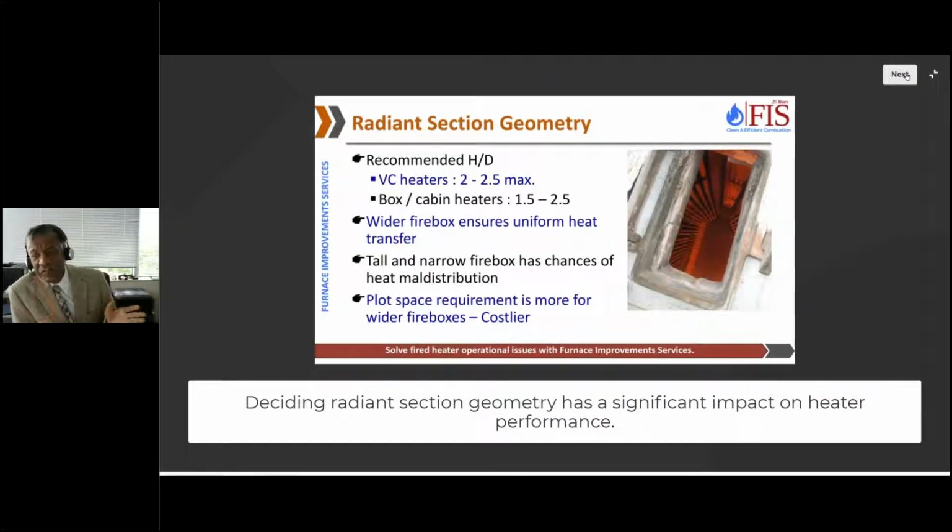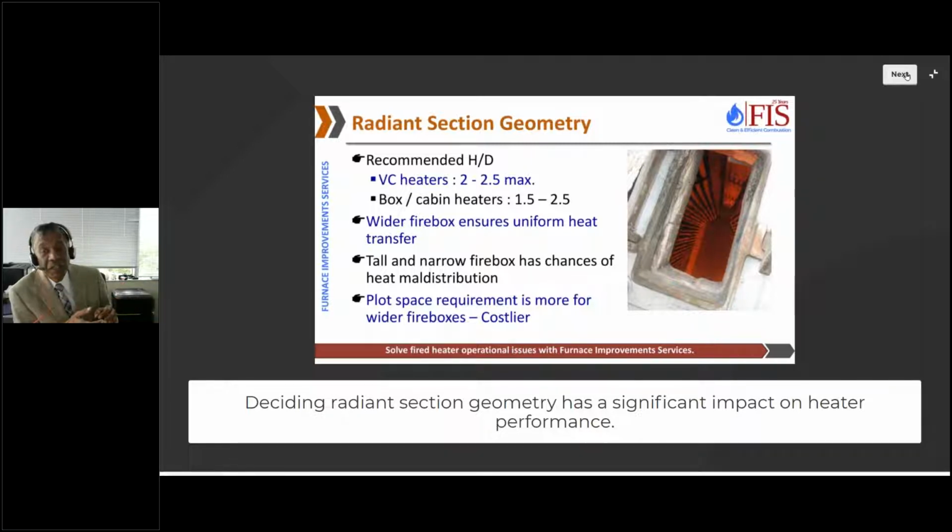So when we are designing fired heaters, there are several ways to design it. And one of the ways, if you want to achieve uniform heat transfer, is to not make it very tall and narrow. I don't have to explain this, but anytime you make a tall and narrow heater, you will have a lot of heat transfer in the bottom and very little heat transfer in the top. So the ratio is considered 2.5 for the VC, and similarly for the cabin heaters.